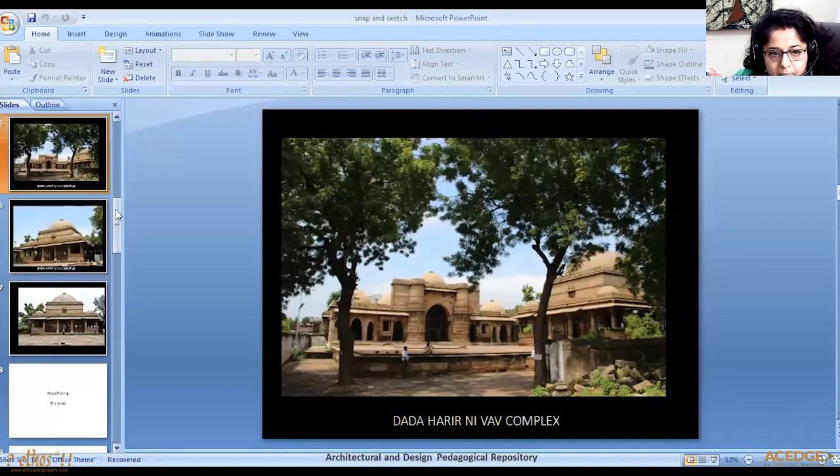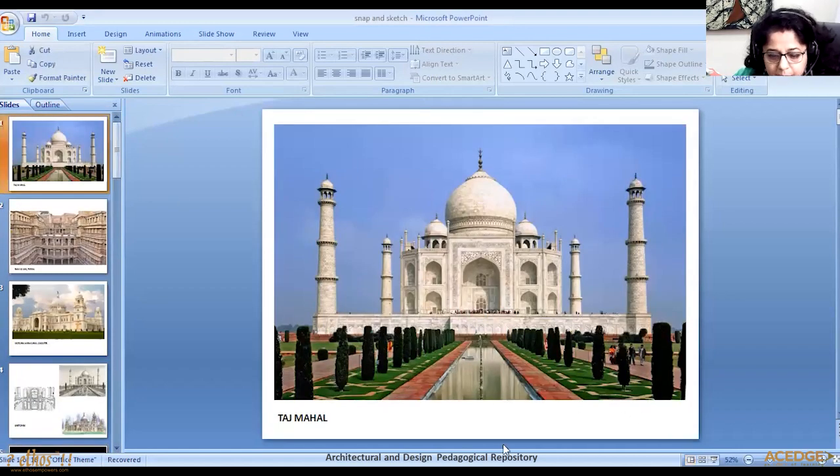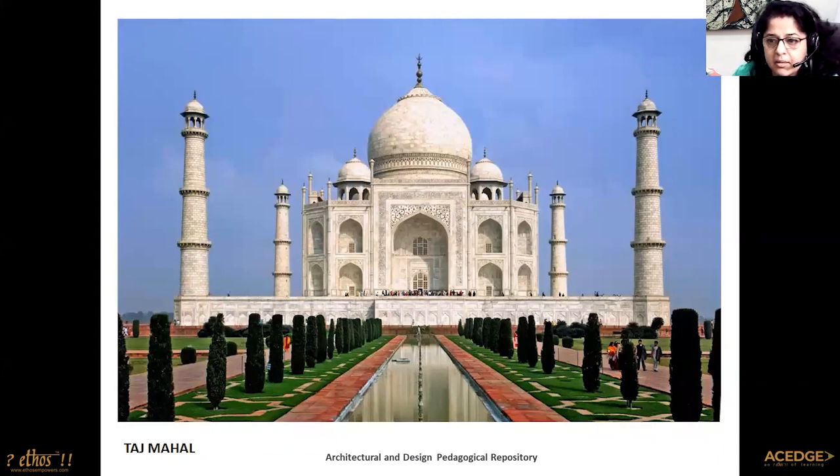Let me share with you the slideshow so that I'm able to make you understand what I mean. I hope the screen is clear. Now, what do you see? Taj Mahal. Everyone knows that this is the Taj Mahal.